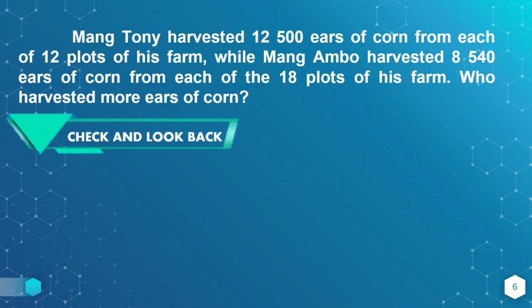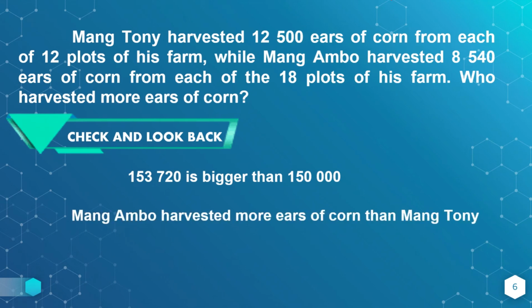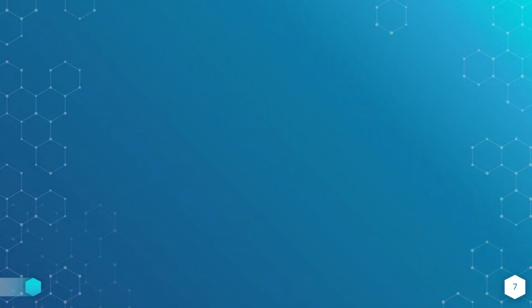The next step is to check and look back. See if your answers make sense. So we have 153,720 is bigger than 150,000. And that means Mang Ambo harvested more ears of corn than Mang Tony. Let us try another problem.